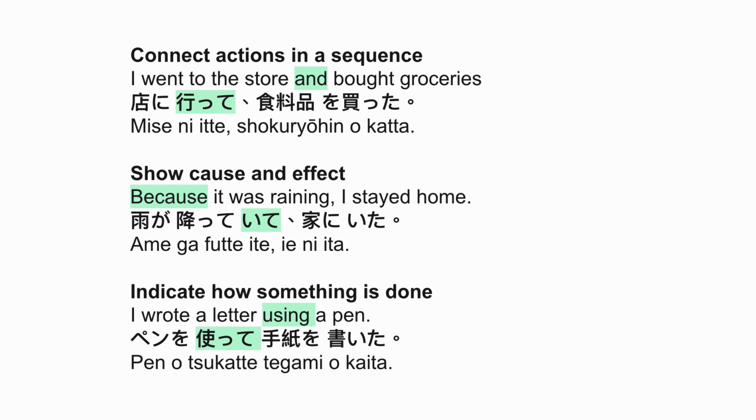You say, 店に行って食料品を買った. And number two, it shows causes and effects. Like when you want to say, because it was raining, I stayed home. You say, 雨が降っていて家にいた. It can also indicate how something is done. For instance, I wrote a letter using a pen is ペンを使って手紙を書いた.